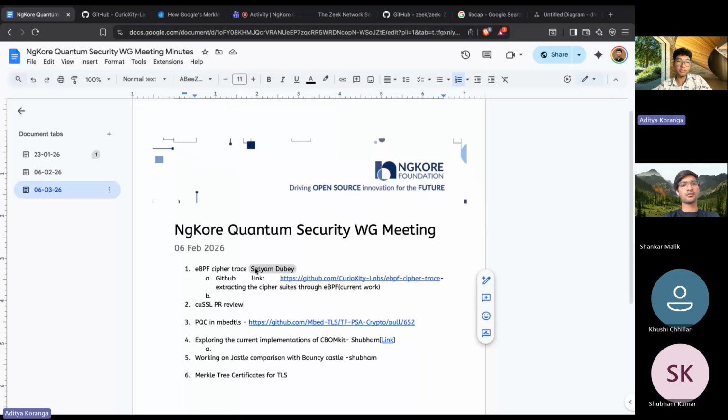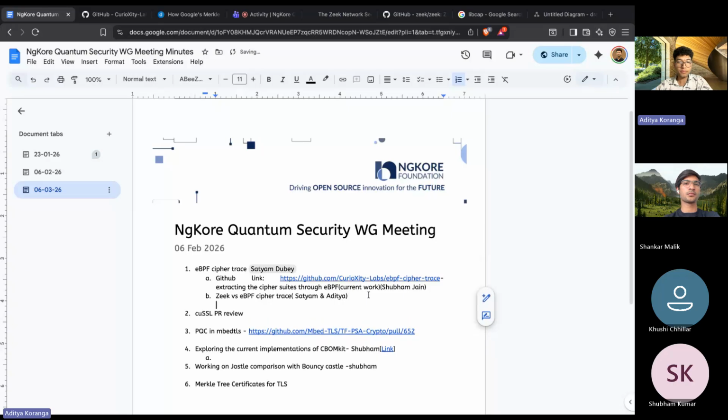Cool. So this is eBPF cipher trace. This is going to be one of our main pieces of work. Shubham Jain is working on this, and next, Zeek versus eBPF cipher trace, Satyam and Aditya. Yes, so we'll work on this.